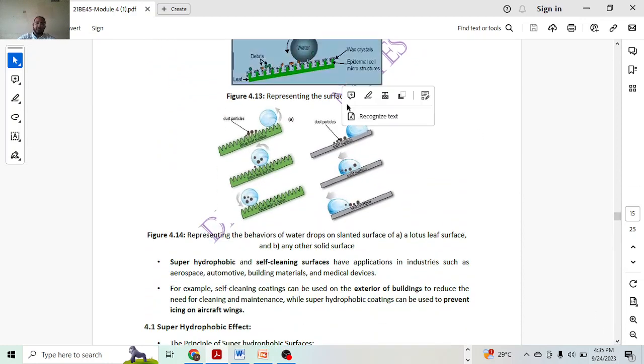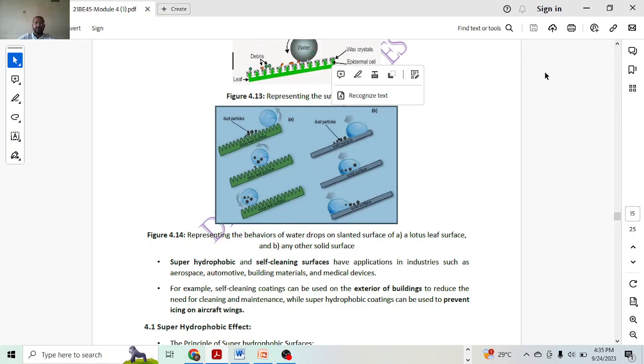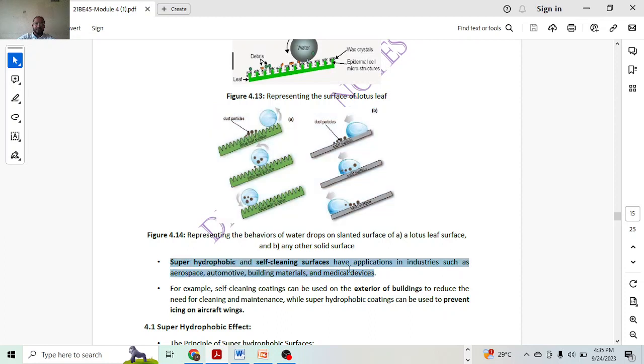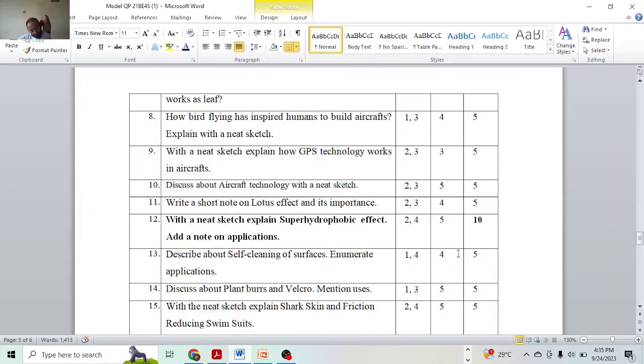Then you draw the diagrams. Okay, these 2 diagrams will give you 1 mark each. That will be the end. You can also say self-cleaning and superhydrophobic, and conclude with the concluding remarks, which will give you 1 mark. So there might be some variation here and there, but you might get the 5 marks.